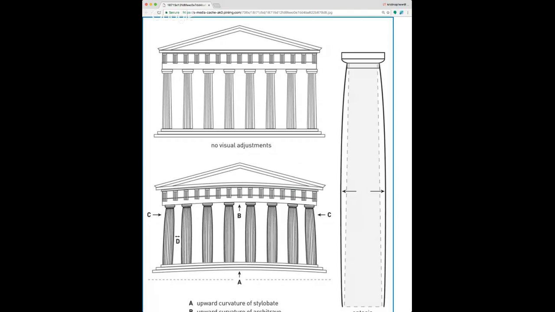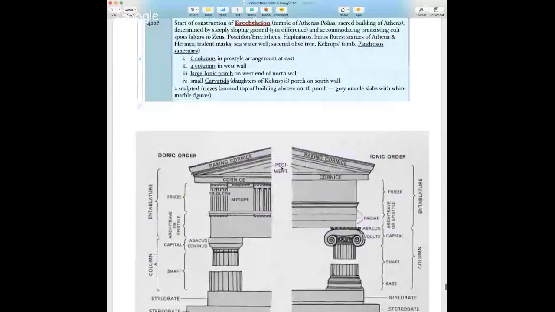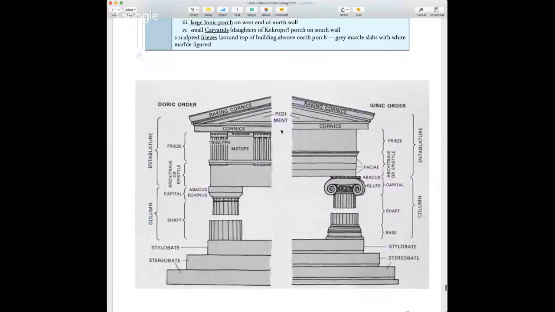Another thing that makes the Parthenon a very unique building is its sculptural adornment. Famously, the Parthenon was covered with reliefs, in particular at the pediments. There's a diagram here with the parts of a Greek temple. The pediment is this part here. You have your columns here. This is a Doric column. This is an Ionic column. You will need to know that for the quiz.